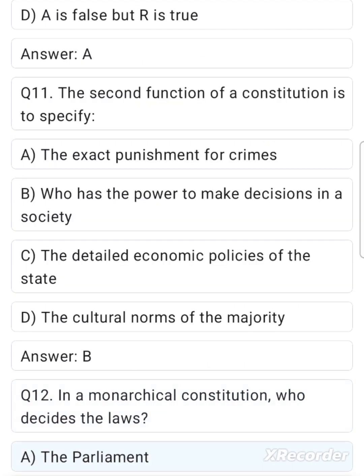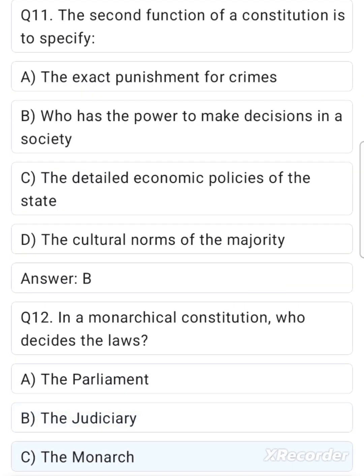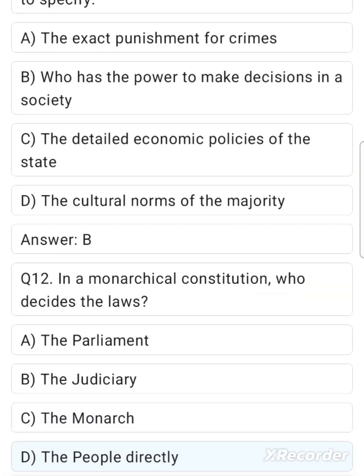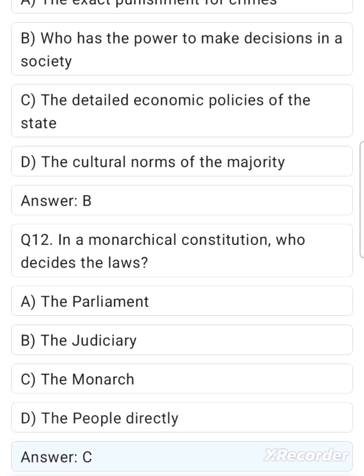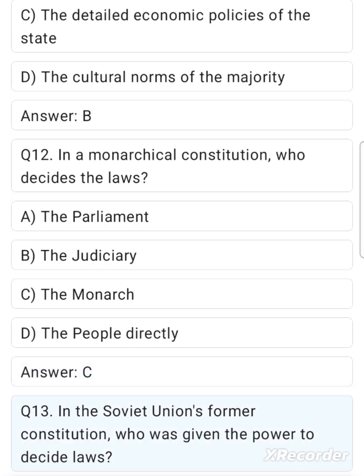Q12. In a monarchical constitution, who decides the laws? A. The parliament. B. The judiciary. C. The monarch. D. The people directly. Answer. C.